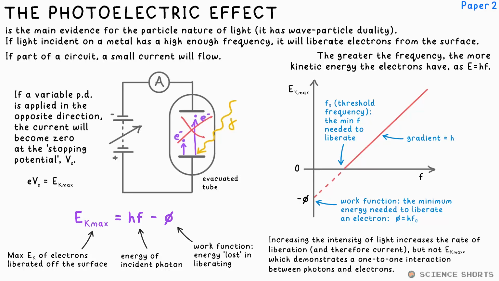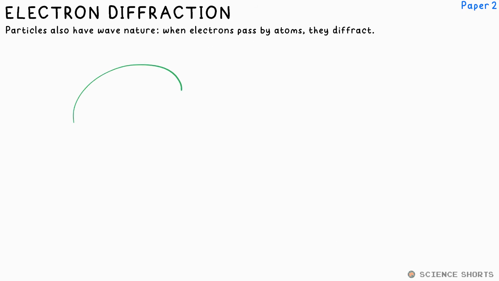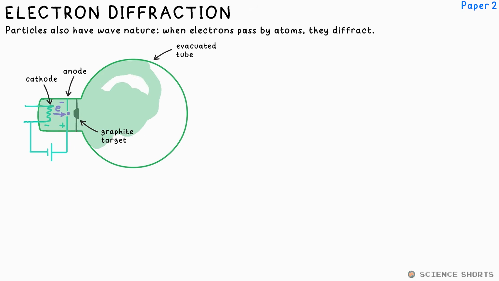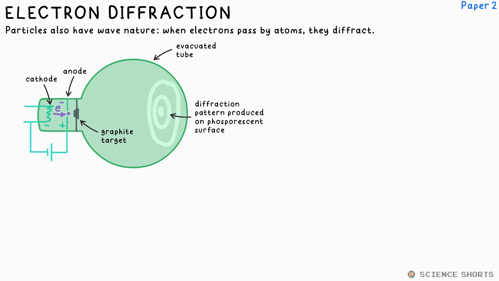This proves the particle theory of light, because if the frequency of light isn't high enough, electrons won't be liberated no matter how intense or bright the light. This shows that one photon is absorbed by one electron. We say it's one-to-one interactions, and that requires photons to be discrete packets of energy. So, light acts like a particle, but any particle can also act like a wave. If we fire electrons at a graphite target in an evacuated tube, we see rings forming on the phosphorescent screen behind.